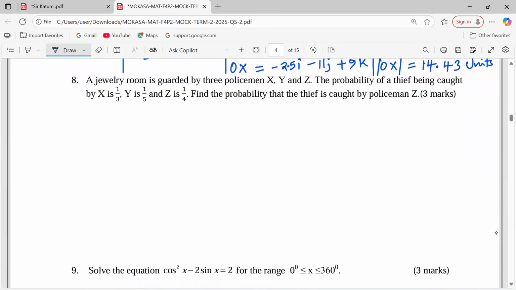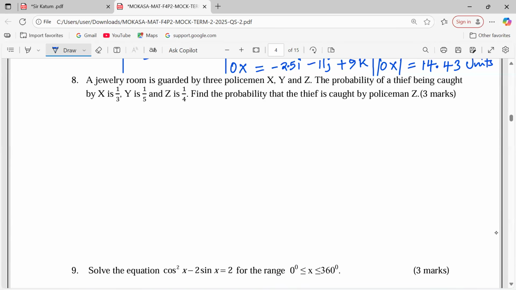Very good question. A very interesting question. We proceed to number 8. A jewelry room is guarded by 3 policemen, X, Y, Z. The probability of a thief being caught by X is a third, Y is a fifth, Z is a quarter. Find the probability that the thief is caught by policeman Z.